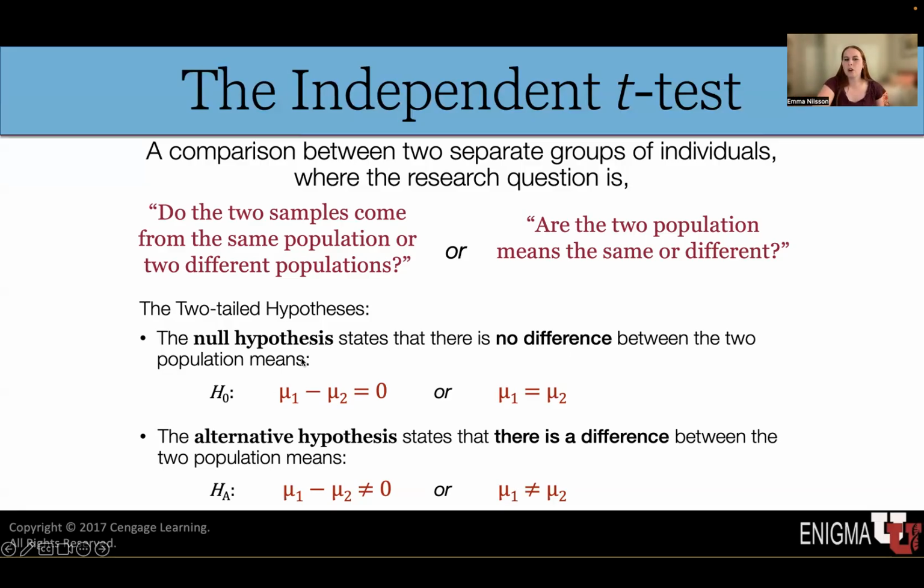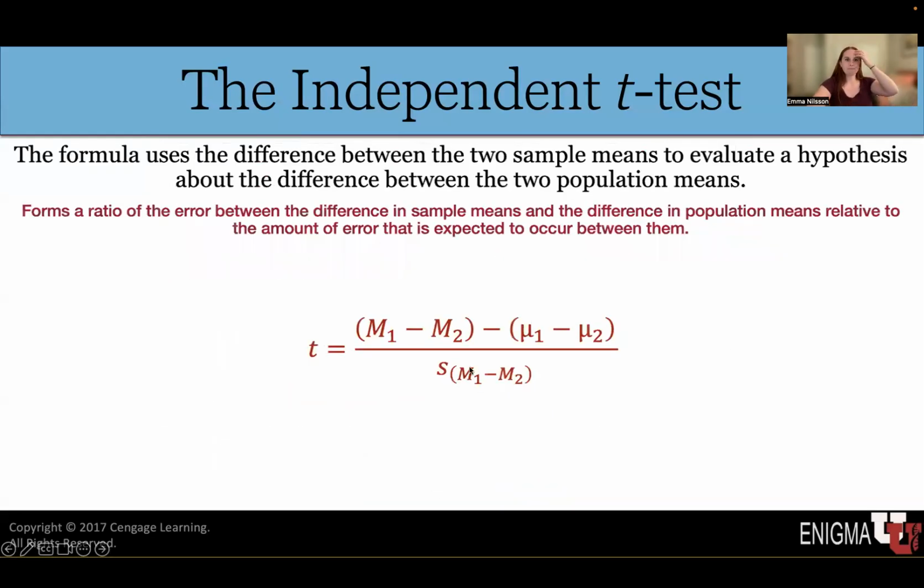We'll talk a little bit more about what the null hypothesis and alternative hypothesis state for an independent t-test, but in general, the null hypothesis states that there's going to be no difference between the means of our 2 populations, so they're equal to each other. The alternative hypothesis says that there is a difference between the 2 population means.